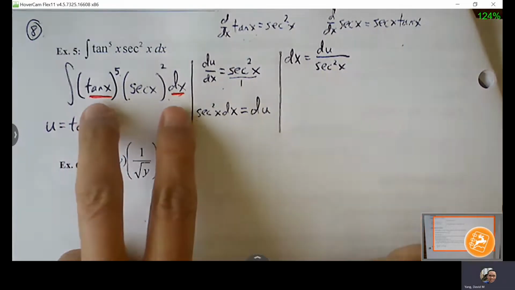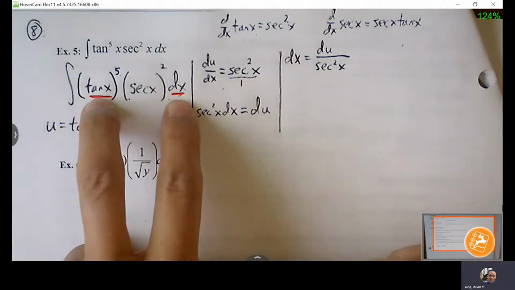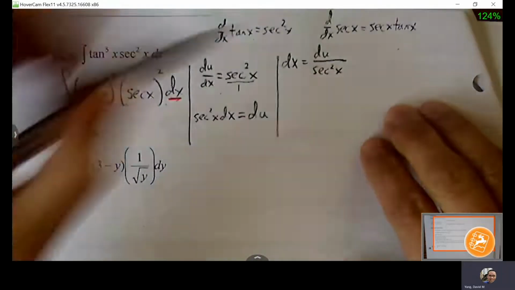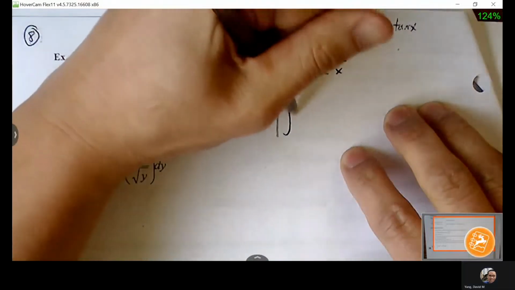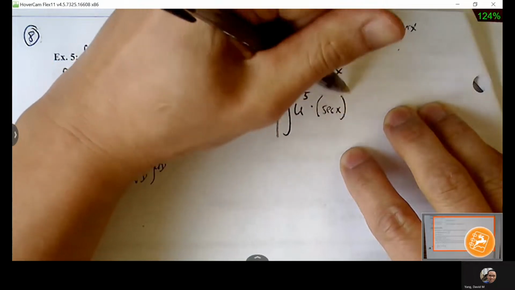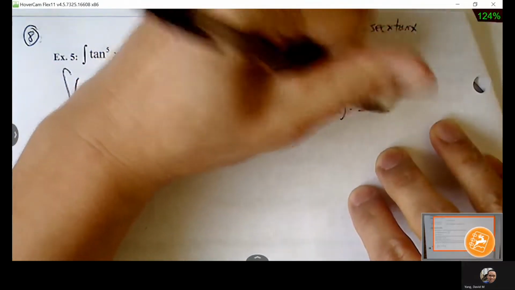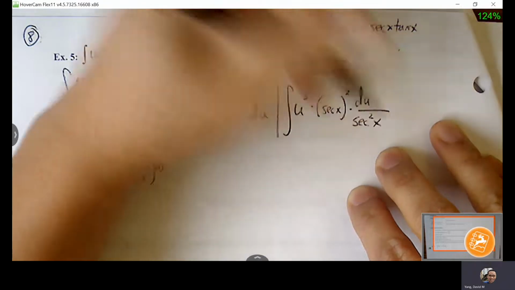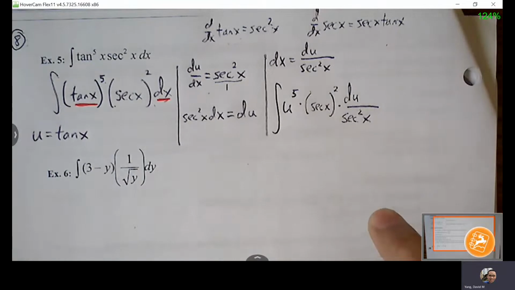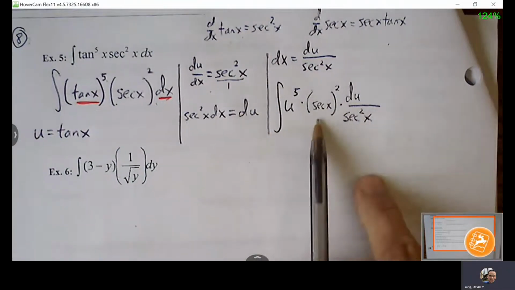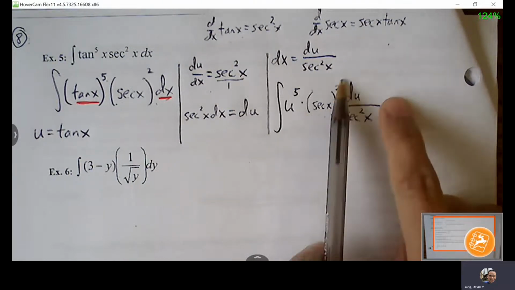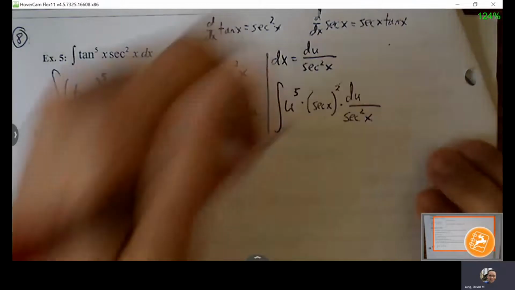Okay, so let's make our substitutions, right? Replace the tangent with u, replace dx with du over secant squared x, and copy everything else that's not underlined. All right, are we able to get the x's to go away? Yes, secant x squared is the same thing as secant squared x. One is in the numerator, one's in the denominator. There's no addition and subtraction getting in the way. Those can pair up and go away nicely for us.